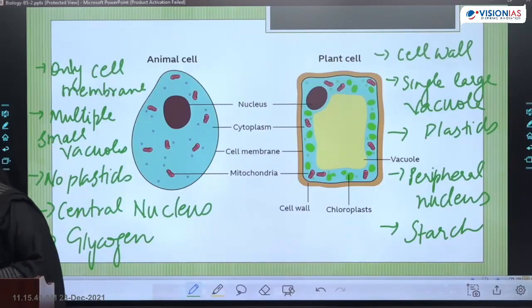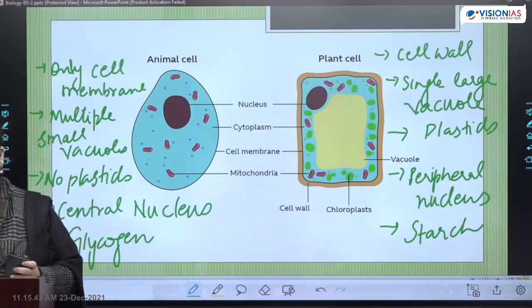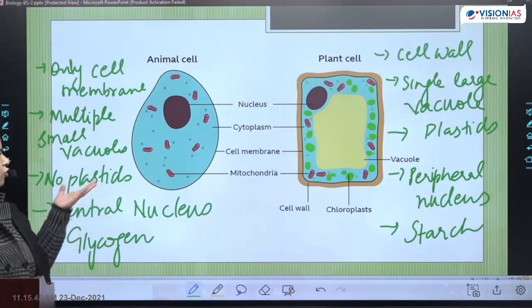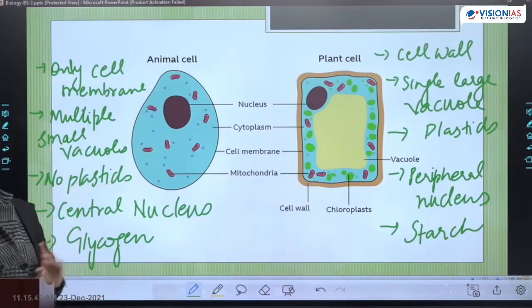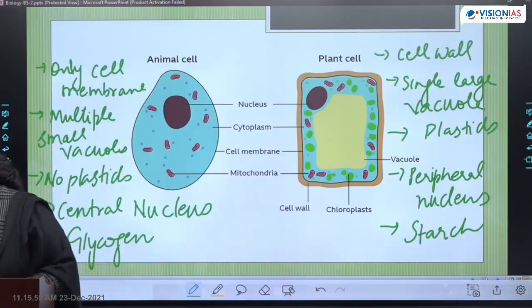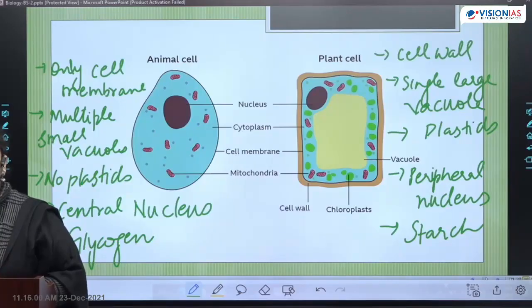Kokila has said DNA. No, DNA as such, there is no difference. They also have chromosomes. Plant cells also, animal cells also will have chromosomes. Position of nucleus. Okay. So this is the basic point of categorization between plant and animal cells.